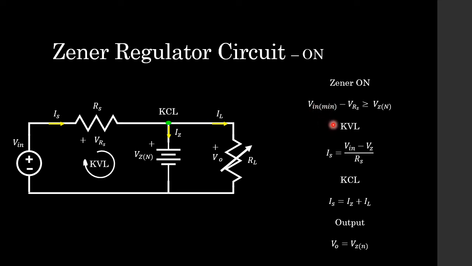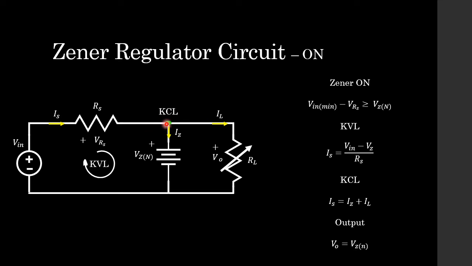So now, students, we can perform a KVL in this loop over here so that we can determine this current Is, which is going to be supplied by our source or our input. So Is is simply Vin minus Vz, because we have Vin on this node and we have Vz on this node, on this side of the resistor. So Vin minus Vz divided by the resistor value Rs. That's how we get Is, or the current that is now being supplied through the circuit.